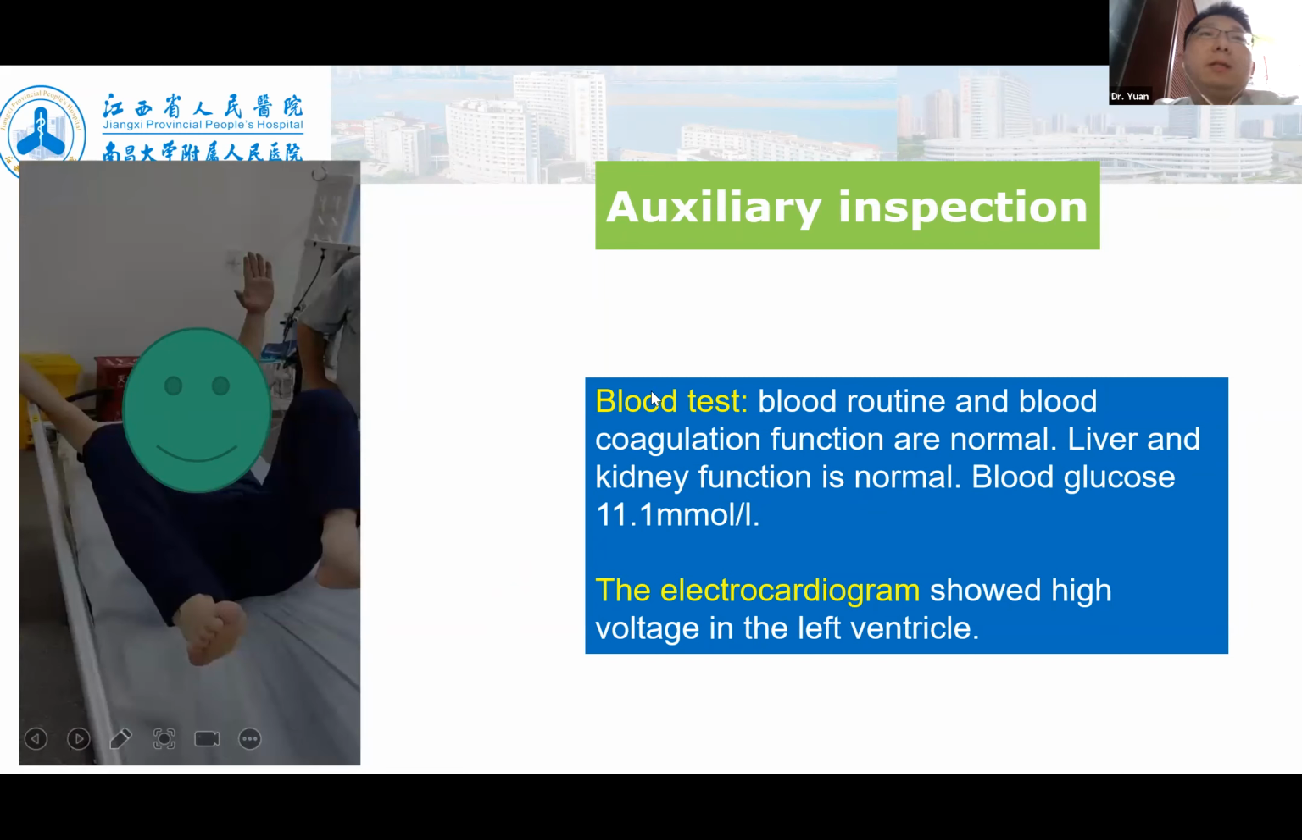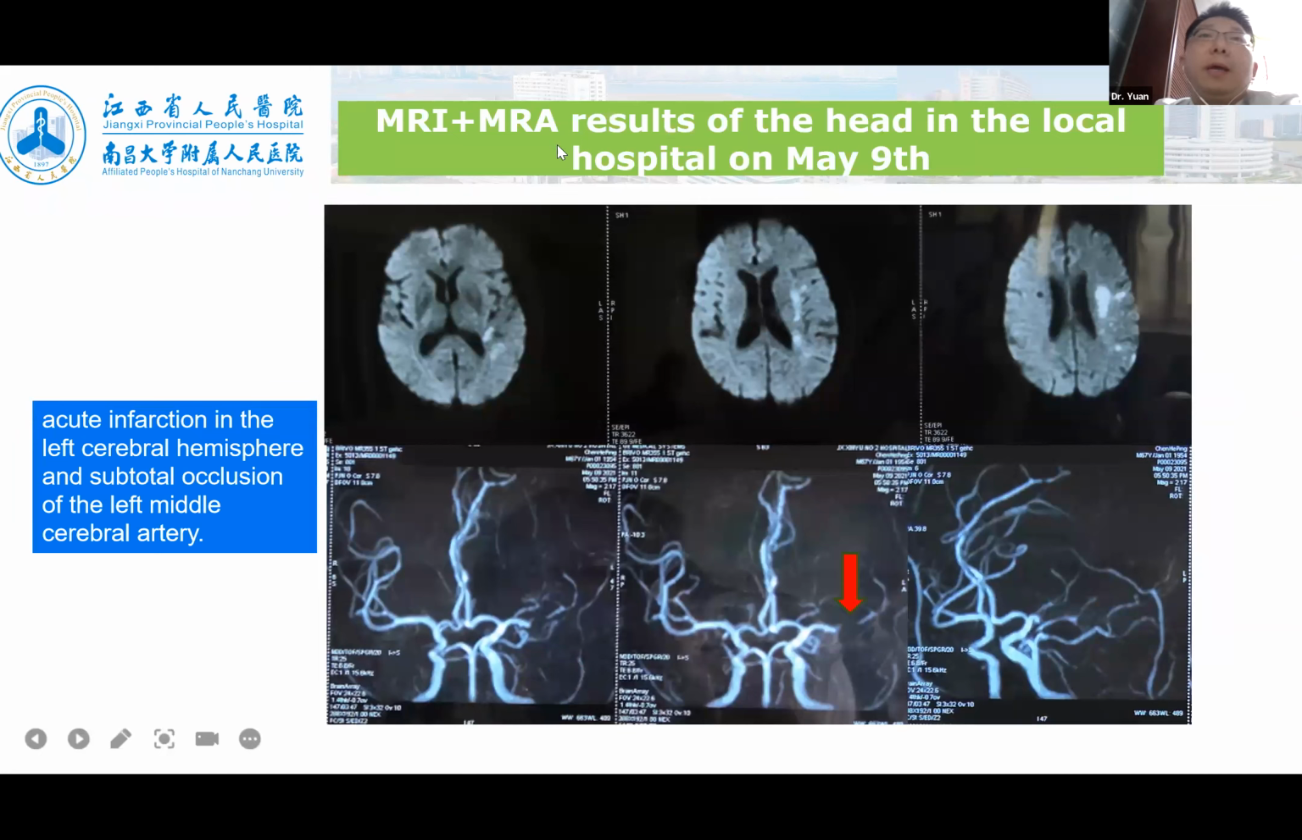From the video, we can see his hands and feet are normal. The laboratory inspection shows that his blood test, blood lipids, and blood culture are normal, and the liver and kidney function is normal. The electrocardiogram showed high voltage in the left ventricle. Now we see the MRI and MRA results of the head in the local hospital. We can see acute infarction in the left hemisphere and the subtotal occlusion of the left middle cerebral artery.